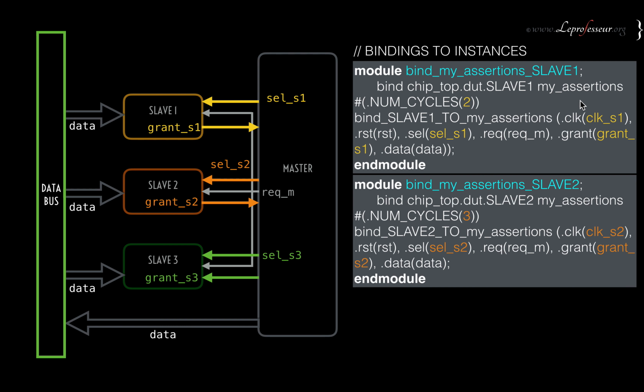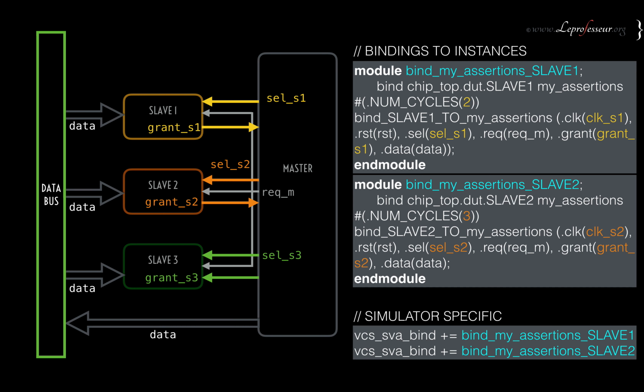Very easy. All right. Now, one more thing, which is simulator specific. Depending upon what simulator you are using, whether Synopsys VCS, Cadence NCSIM, or Questa from Mentor, you may have to check the tool vendor's manual. Here I'm talking about the Synopsys VCS simulator. You might have to give VCS_SVA_BIND plus equal to the bind module name.